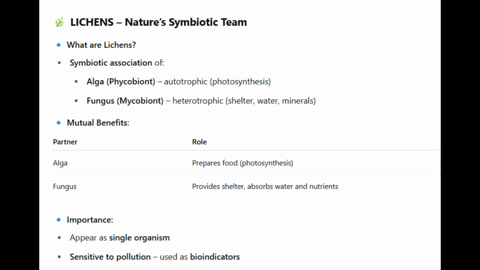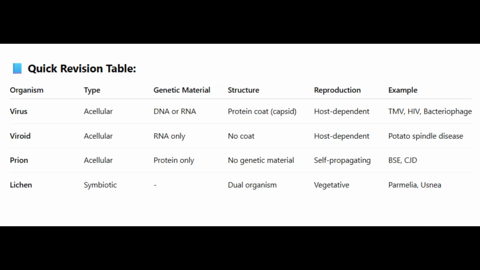Quick revision table: organism type, genetic material, structure, reproduction, example. Virus: acellular, DNA or RNA, protein coat, capsid, host-dependent; TMV, HIV, bacteriophage. Viroid: acellular, RNA only, no coat, host-dependent; potato spindle tuber disease. Prion: acellular, protein only, no genetic material, self-propagating; BSE, CJD. Lichen: symbiotic, dual organism, vegetative reproduction; Parmelia, Usnea.